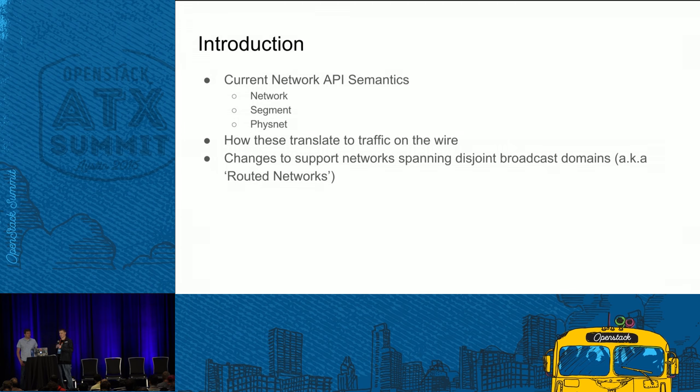And then Carl's going to cover the changes to support networks that are spanning different broadcast domains that all look like they're behind one Neutron network. And these are referred to as routed networks, and there's been a lot of discussion about it with large deployers over the last two cycles.